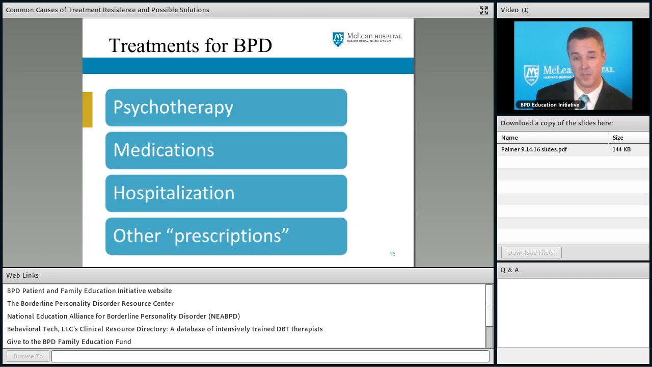So moving on, we're going to do a whirlwind tour through treatments for borderline personality disorder. And this really is a whirlwind tour. Every single thing I'm going to talk about could be an entire presentation, if not an entire conference. But I'm hoping that this whirlwind tour will give you a lot of things to think about and a lot of areas to assess.